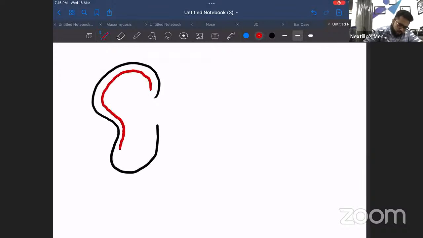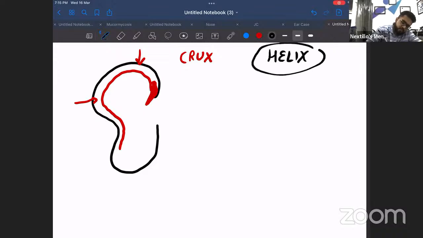This outer curve or outer elevation of the cartilage is called the helix. This outermost one is called the helix of the pinna. Now this helix, the anterior part, this is the anterior side, this is the posterior side. The anterior part of this helix, which comes here and is attached to the concha, is called the crus or crux of the helix.